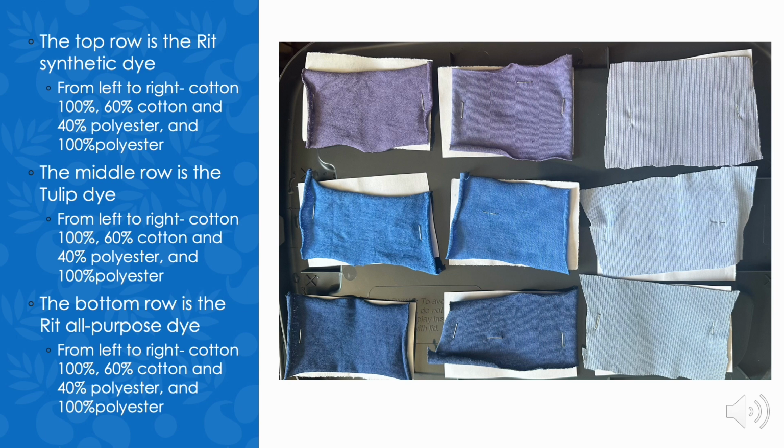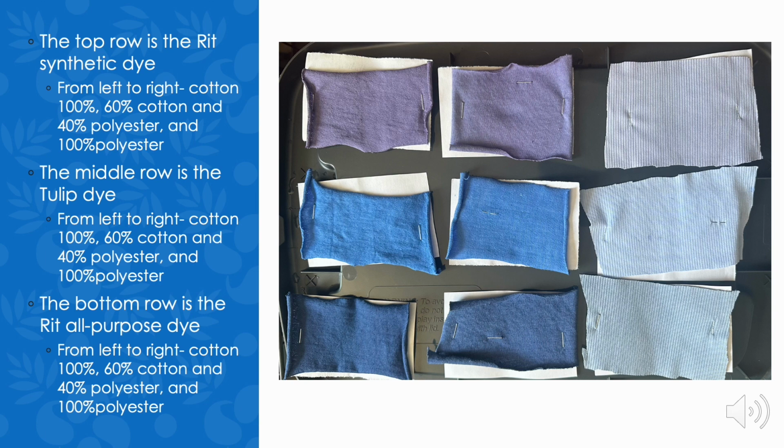The middle row is our tulip dye. From left to right again, we have cotton, the blend, and polyester. And the bottom row, we have our RIT all-purpose dye. And again, from left to right, we have cotton at 100%, the blend, and polyester.